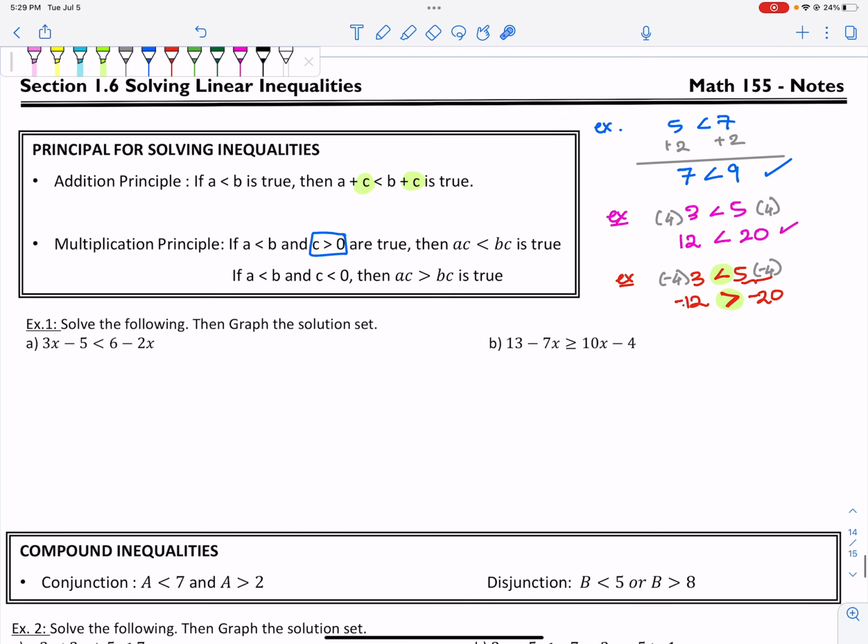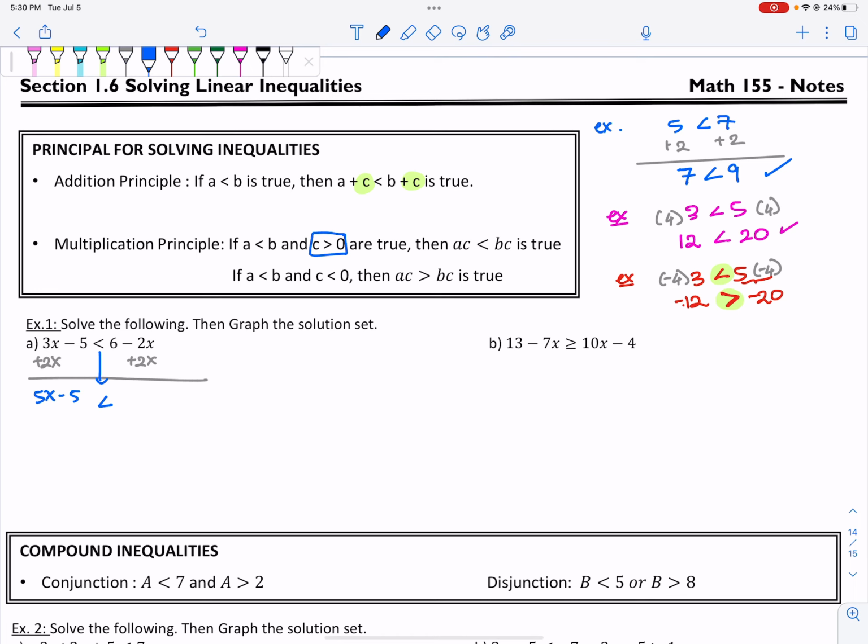Let's take a look at example 1. Solve the following, then graph the solution set. So the first thing that we want to do is simplify each side as much as possible if needed. Looks like they're both simplified already. Next, we decide which side we want the variable to be on. I would prefer to have the variable on the left side, so I will get rid of the variable on the right side by adding the 2x to both sides of the inequality. So remember that when we add, the inequality sign stays the same.